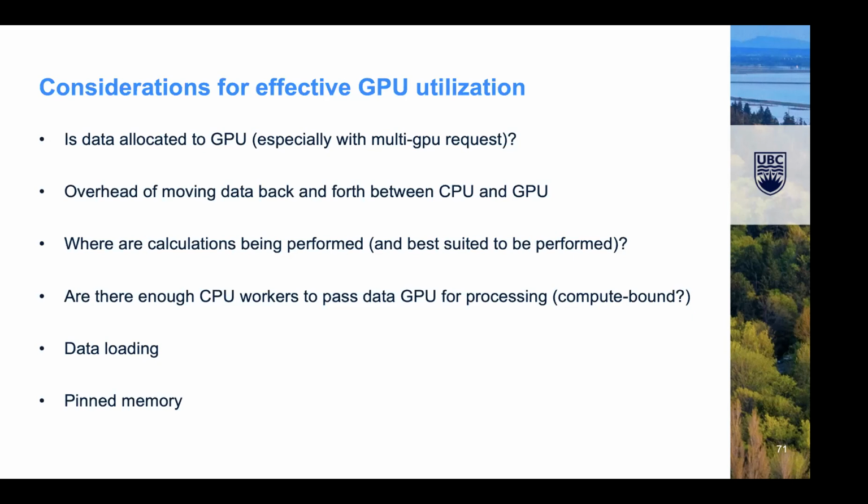This again bleeds into what I've just discussed. Where are the calculations being performed, what is being performed on the CPU and GPU, what is best suited to be performed on each, and what data do you need to move back and forth to perform it? Are there computational dependencies between the CPU and the GPU as your script runs? Another consideration is, are there enough CPU workers to pass data to the GPU for processing? This could be a compute bound issue. There are different ways of assigning workers with different programming languages.